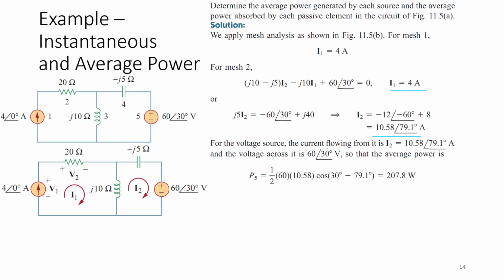So for the voltage source, current flowing from it is I2. For this voltage source, the current is I2 and its value is 60 angle 3. So the power by this voltage source is 207.8 watt. This is the same formula as we used earlier. This is voltage angle, this is current angle, this is voltage amplitude, and this is current amplitude.